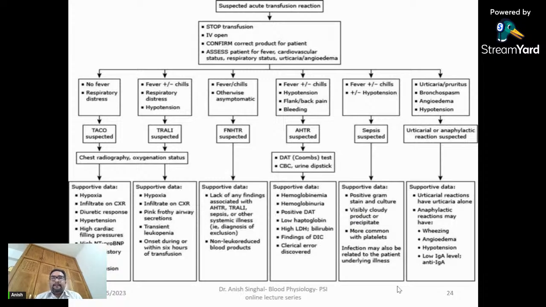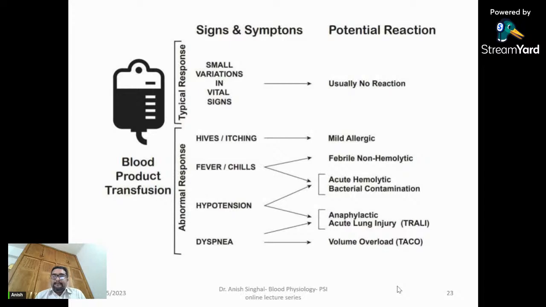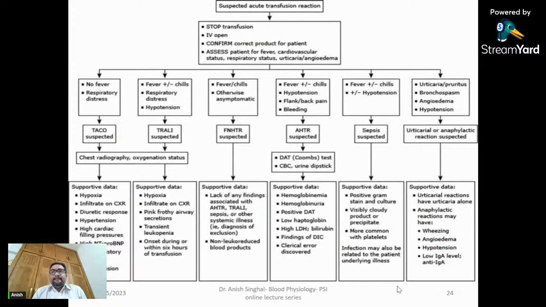So see this algorithm again. Don't get scared by just seeing it. Whenever you are transfusing blood and you get any of these signs and symptoms, immediately follow these steps. First, stop the transfusion immediately. Then open an IV line, then confirm whether the products that you have given were correct. Then see what symptoms the patient is showing, whether there is fever or no fever, whether he is in respiratory distress or not, whether there is hypotension or not. Only three things have to be seen, and accordingly you can come to a diagnosis, and for those diagnoses you have a specific treatment, which is shown in the boxes below. It is beyond the scope of our discussion, but for future you can refer to this slide.